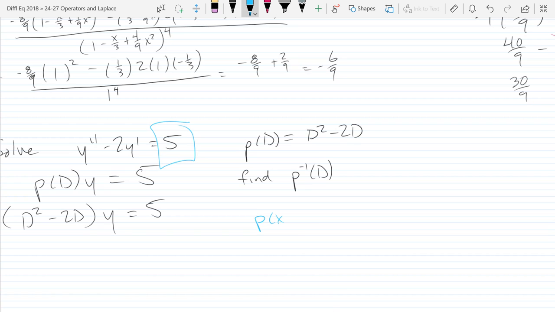All right, p of x is x squared minus 2x, so 1 over p of x is 1 over x squared minus 2x. Uh-oh, we can't expand at 0. That's not good. Yeah, there's no, you can't plug in 0.